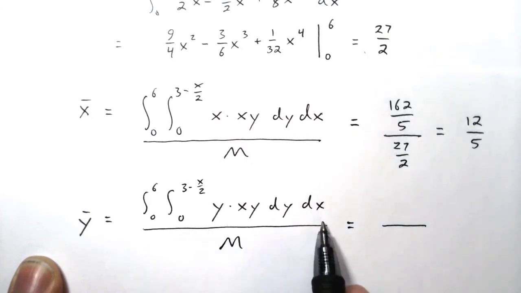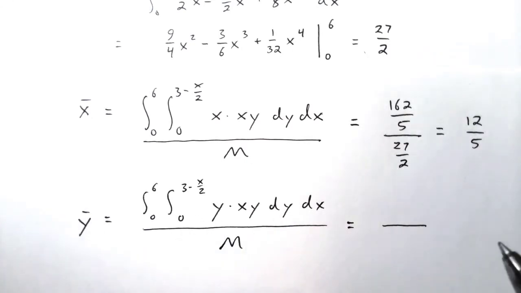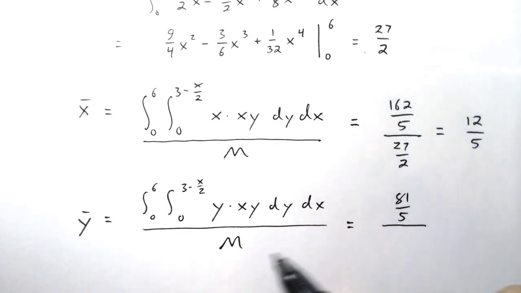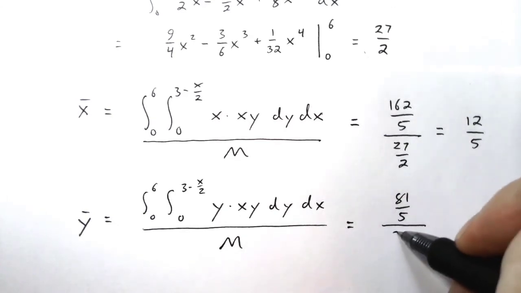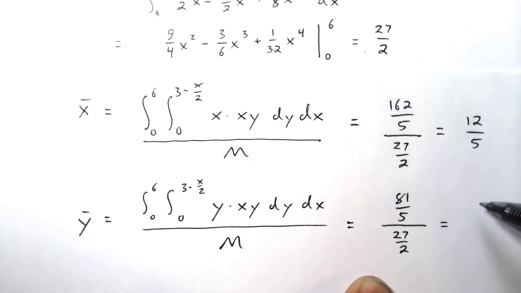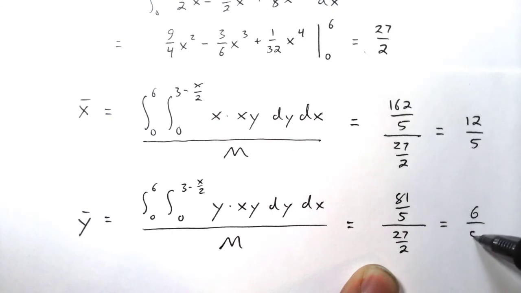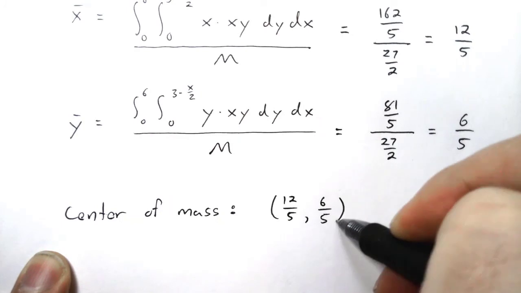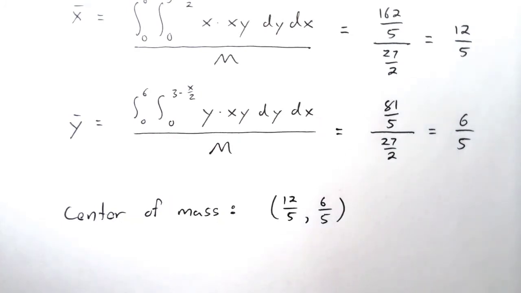All right, well, in the numerator, what we're going to get is 81/5. And in the denominator, it's m, which we know is 27 halves again. And when you simplify this, you get simply 6/5. And so we have computed both our x bar and our y bar, and that is the center of mass. Our center of mass is the point 12/5, 6/5.